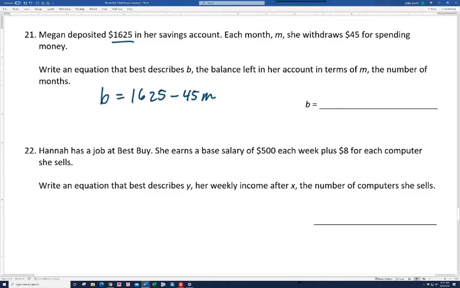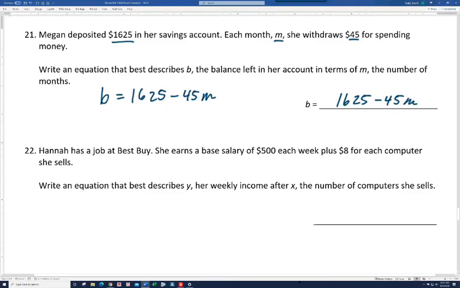And it's also important to know what each of your variables represent. So we know M is for month. $45 is the amount getting withdrawn each month. And again, B is for balance, or what's left in the account. And so that's our equation, 1625 minus 45M.